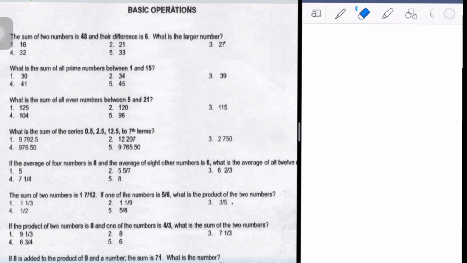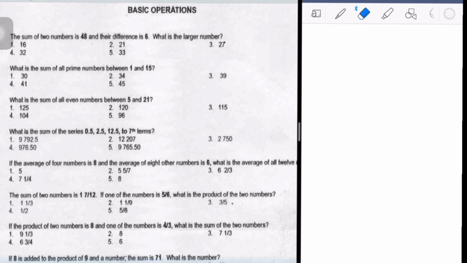So for today's video, I'm going to answer some of the questions here, all about the basic operations. If you're taking the civil service examinations, I hope that this video will help you. Okay, so let's start. For number 1, the sum of two numbers is 48 and their difference is 6. So what is the larger number? The options we have here are 16, 21, 27, 32, and 33.